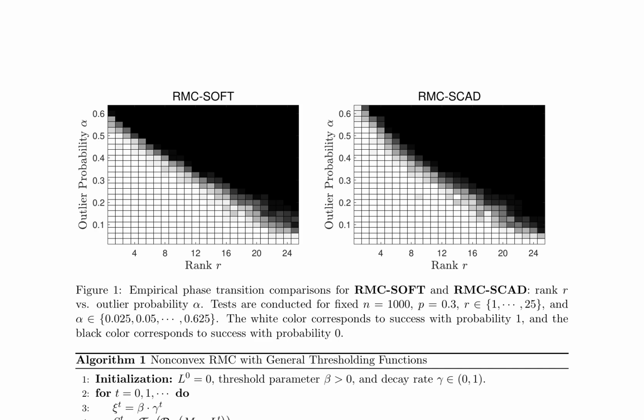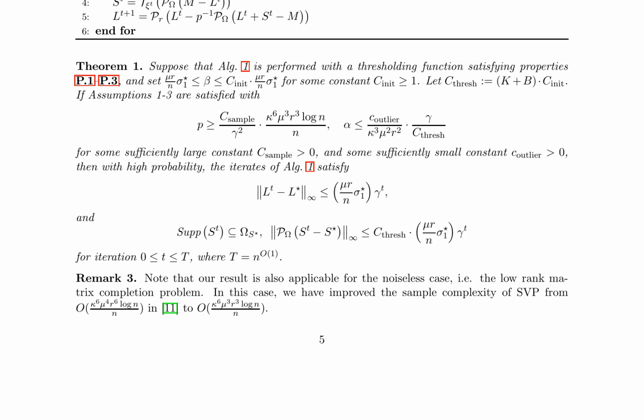The paper presents a novel approach to robust matrix completion, focusing on the recovery of low-rank matrices from corrupted and incomplete data. The authors introduce two algorithms, RMC-SOFT and RMC-SCAD, which leverage non-convex optimization techniques to efficiently solve the problem. These methods are compared with existing approaches, such as RPCAGD and RRMC, through extensive numerical experiments. The authors first provide an empirical phase transition comparison for RMC-SOFT and RMC-SCAD, demonstrating their effectiveness in various scenarios.